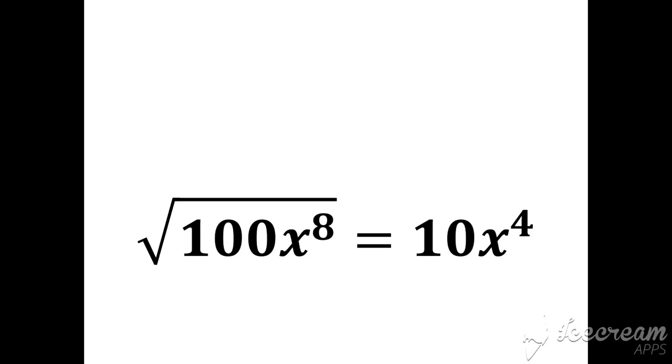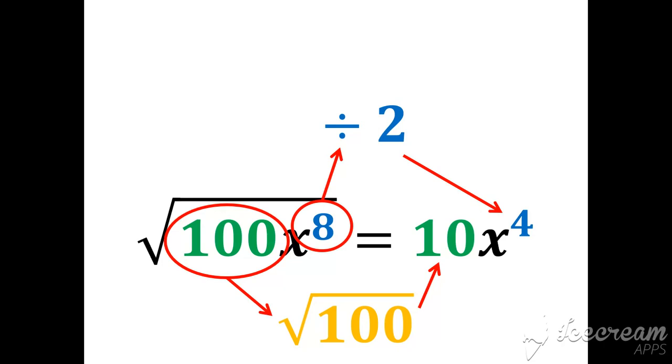So here's the second part of rule 4. When we have a power inside a square root, we halve the power. Yep, remember that from the last video? But we don't halve any numbers out the front. We take the square root of that. And the square root of 100 is 10 because 10 times 10 is 100.